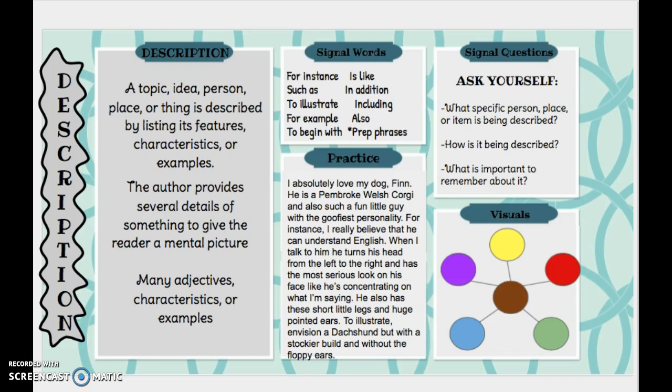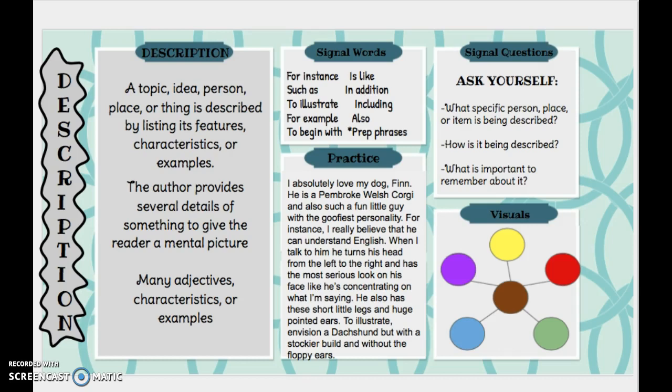And if you take a look at the signal words, you have words like for instance, such as, to illustrate, for example, to begin with, in addition, including, also. Now be careful because you also are going to have a lot of adjectives. If you see a lot of adjectives focusing on your senses, what you're seeing, what you're smelling, what you're hearing, those are going to be indications as well that this is going to be a description. Okay? Prepositional phrases also give it away.